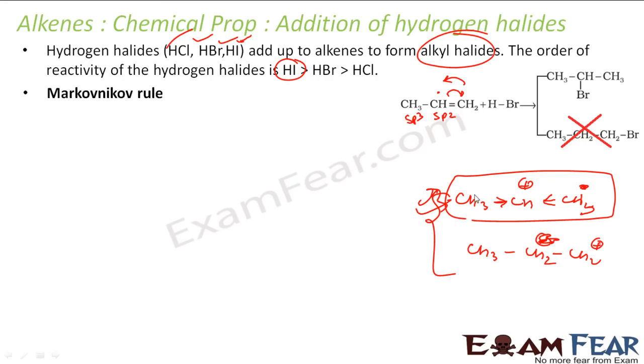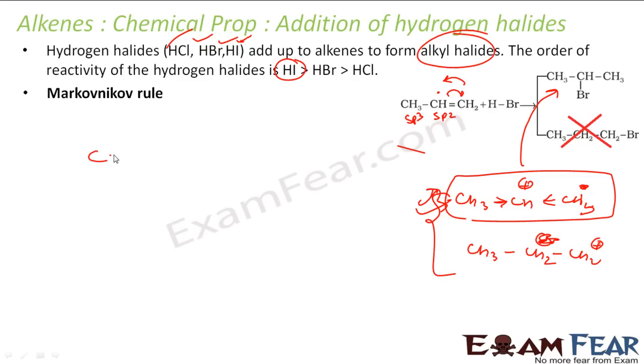So this is more stable, so this will form more prominently, and in this, the bromine will come and you will get this product. You will not get this product. Correct? This is Markovnikov. So bromine will get attached to this carbon, correct? The one which is the secondary carbon. This is the Markovnikov rule. So this is the reaction you have.